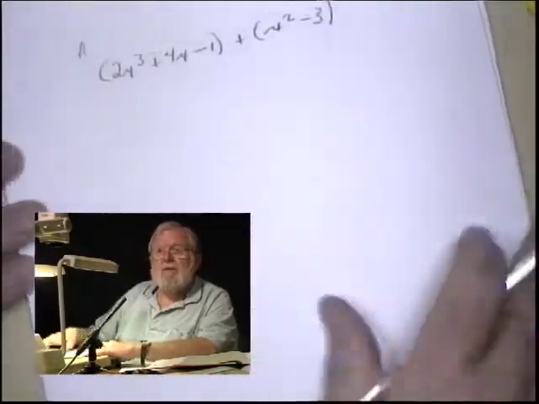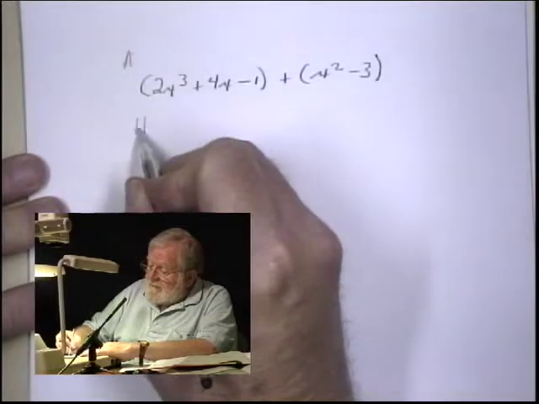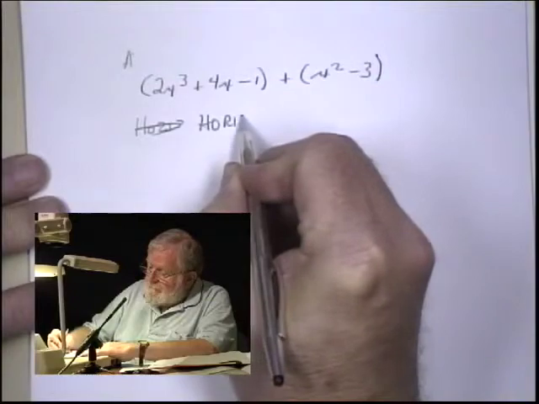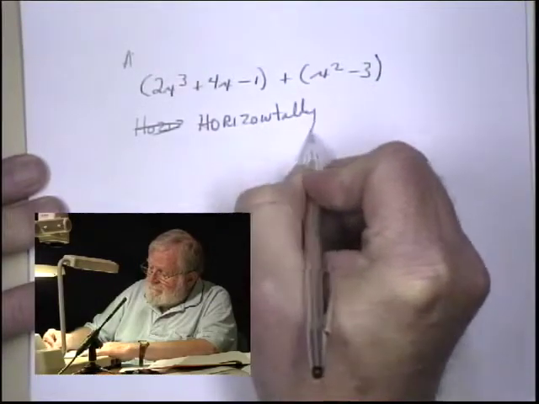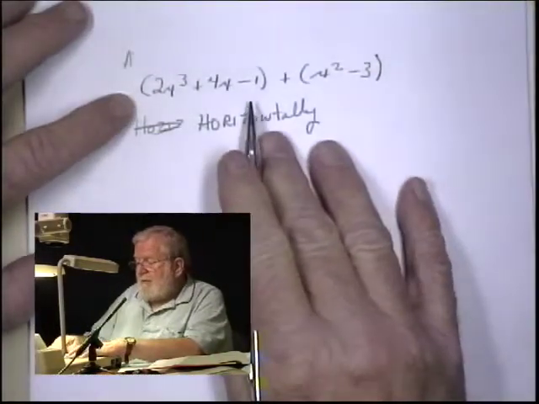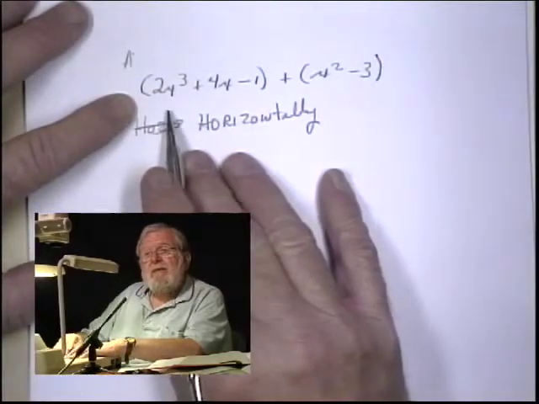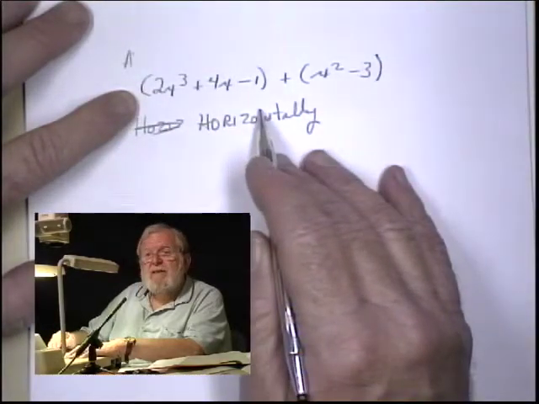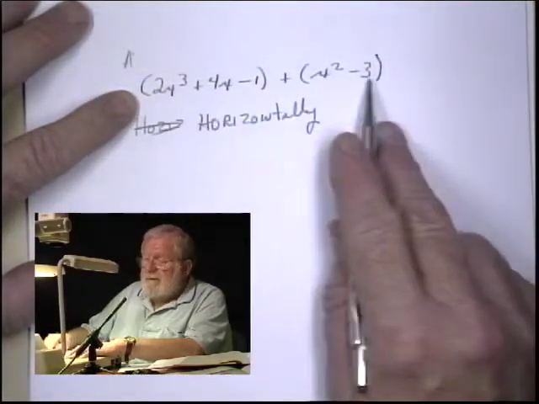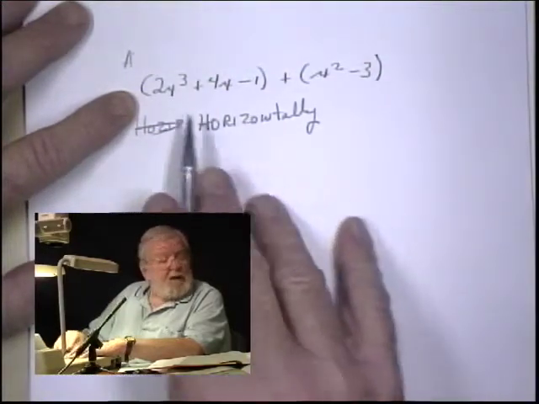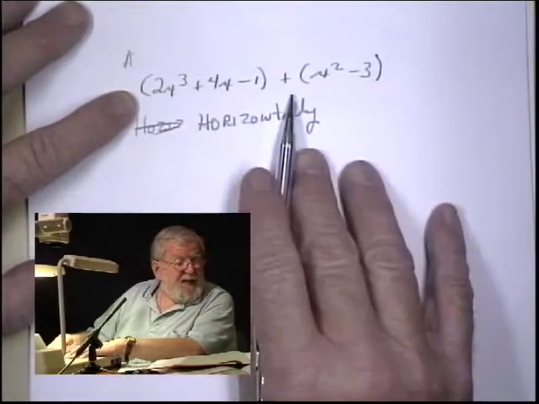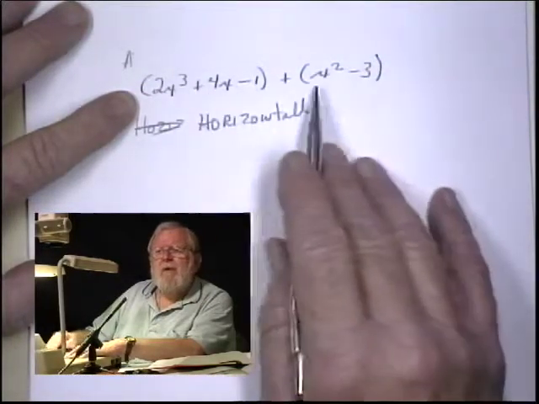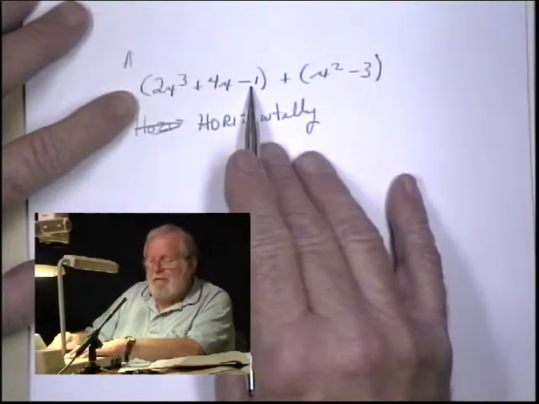First, we can add them horizontally, so let's do it that way first. When we add polynomials horizontally, because we're adding, we just remove the parentheses and group like terms. Like terms are terms that have the same exponent on the variable, or that are just plain real numbers.